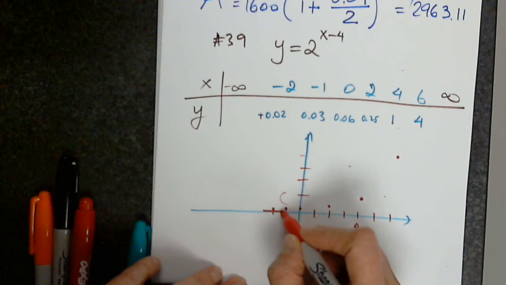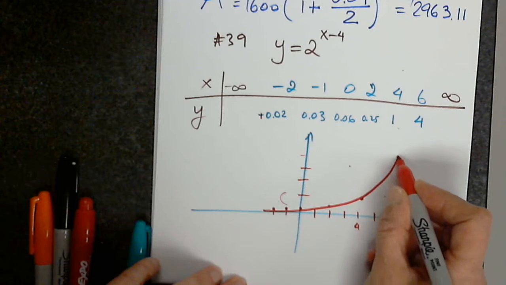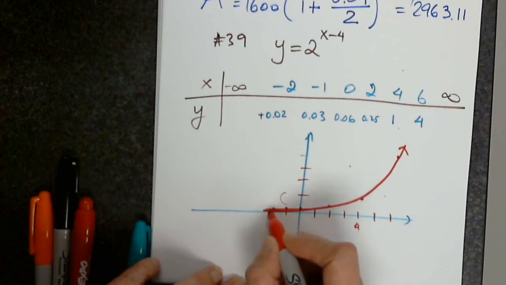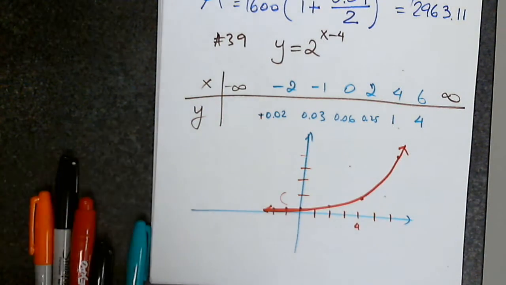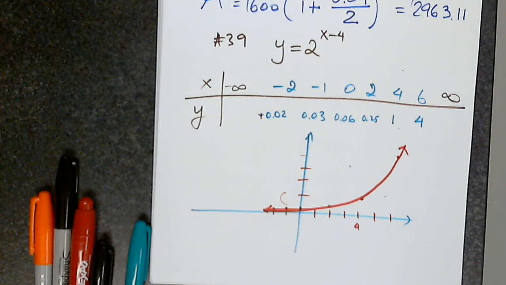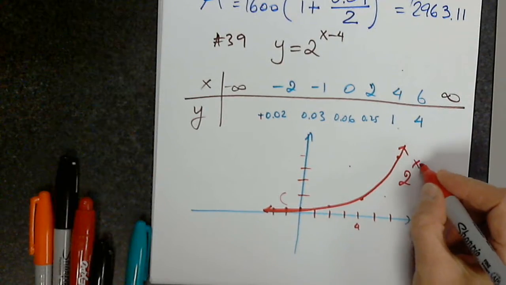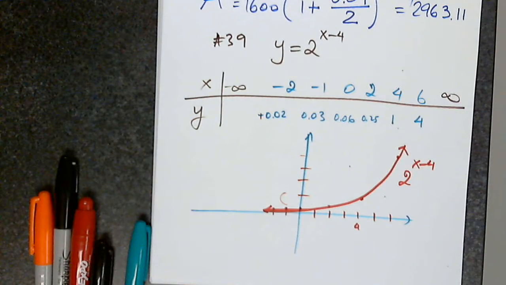Here it is. Don't make it touch the x-axis. I'm sorry, it's just the marker touching the x-axis. It does not. So this is 2 raised to x minus 4. Clear how to get the points? Very good.